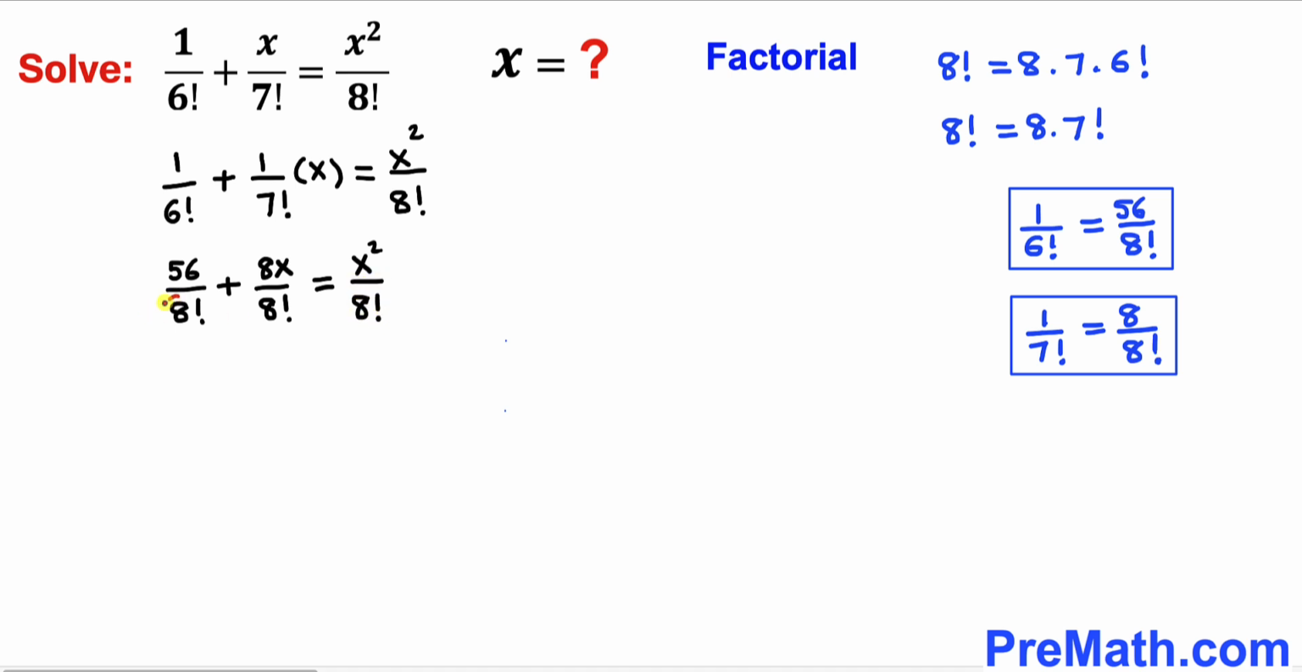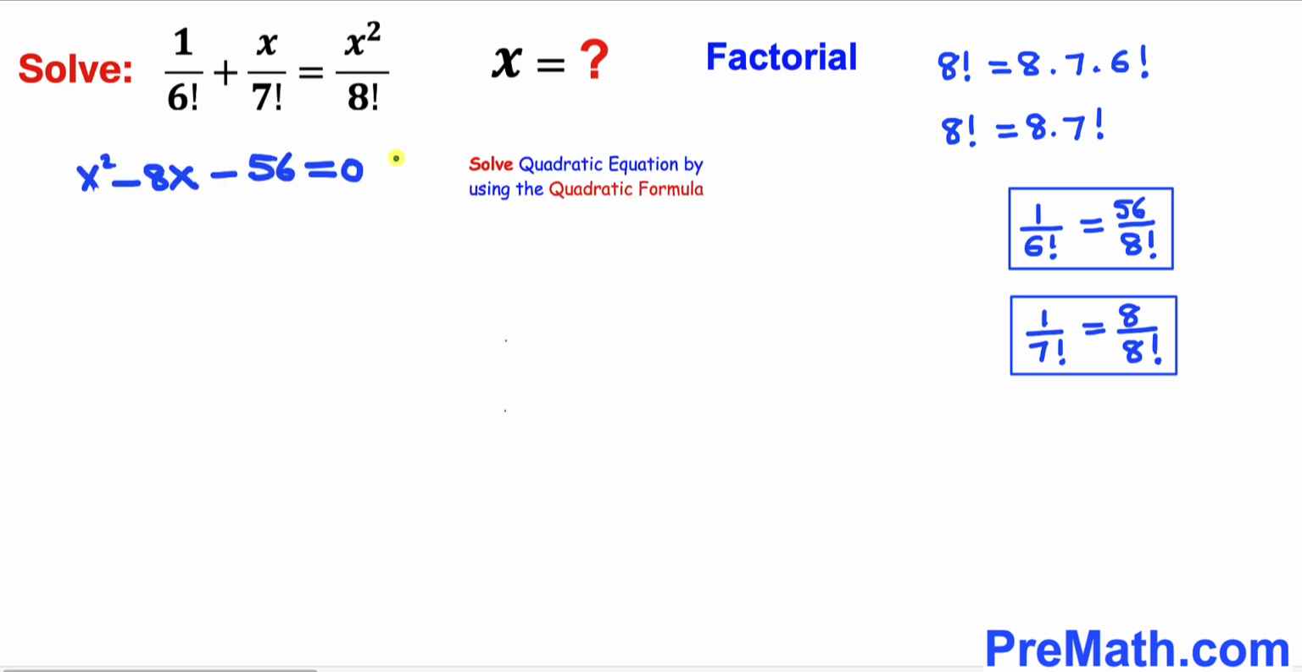And now we can see we got 8 factorial at the denominator across the board. So therefore these denominators are gone across the board. So therefore we are ended up with 56 plus 8x equal to x square. And now I'm going to move each and every term on the other side. So therefore we are ended up with x square minus 8x minus 56 equal to 0.